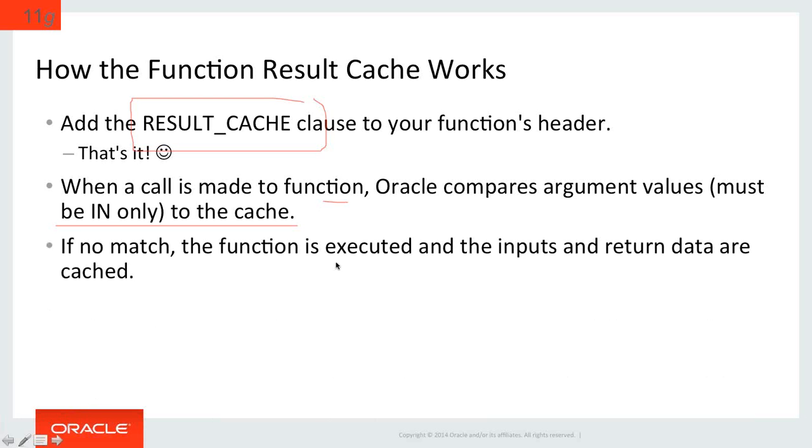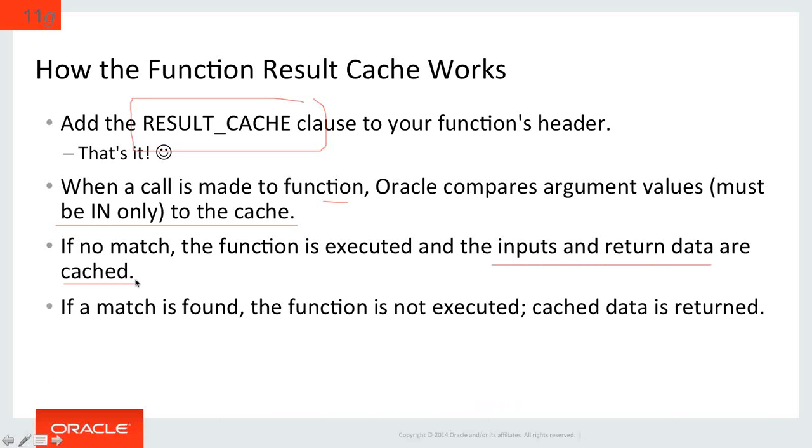If there's no match, the function body is then executed, and the inputs and return data are cached, and then the return value is returned. If there is a match, which will happen more and more as more data is loaded in, the function body is not executed at all. The cache data is simply returned, and that's where you see the big boost in performance.